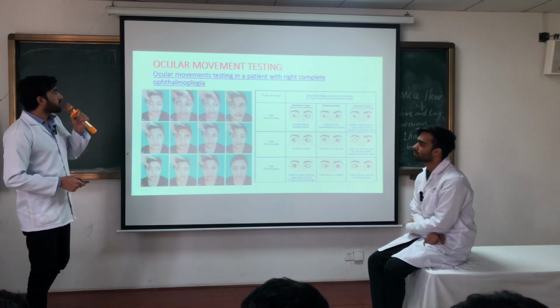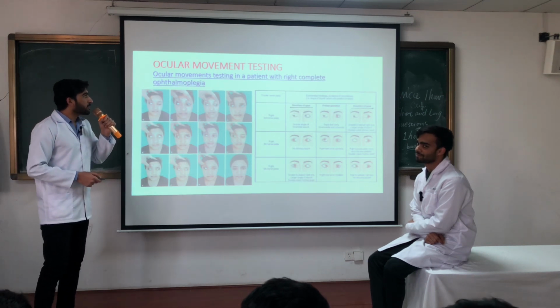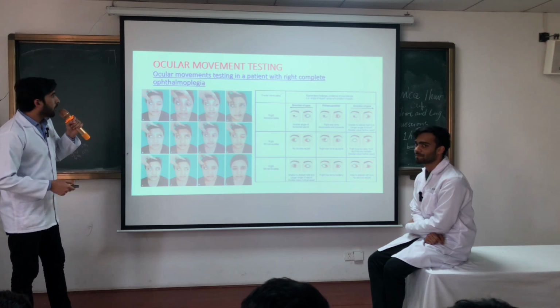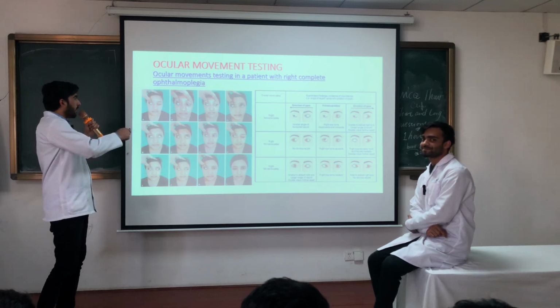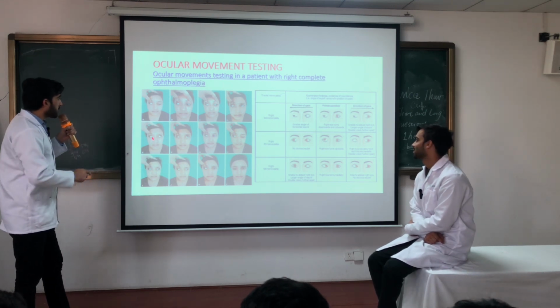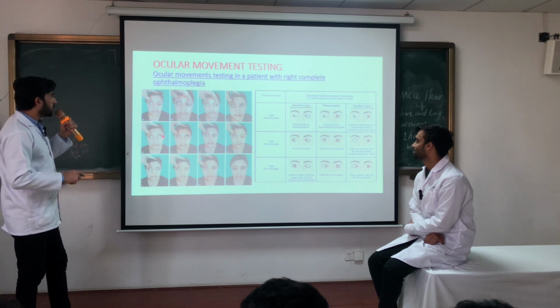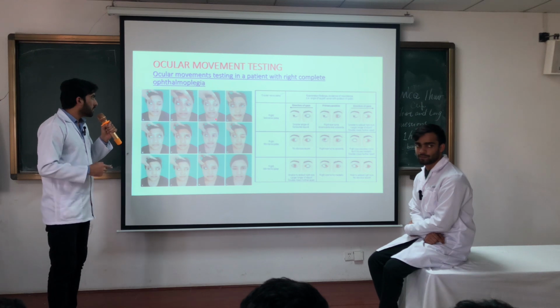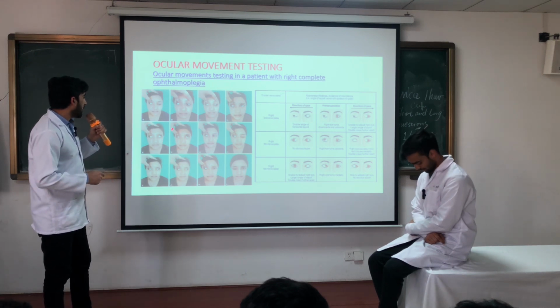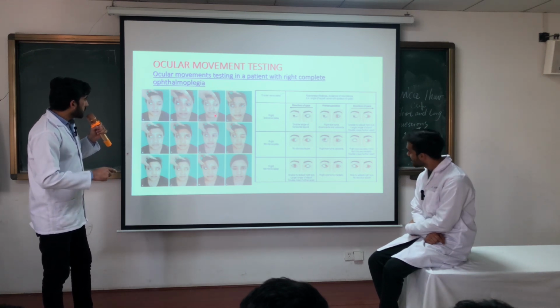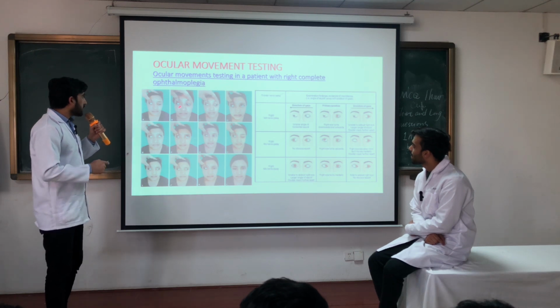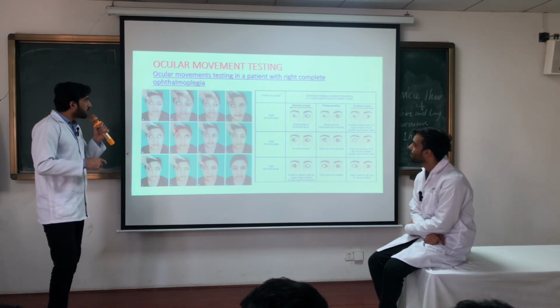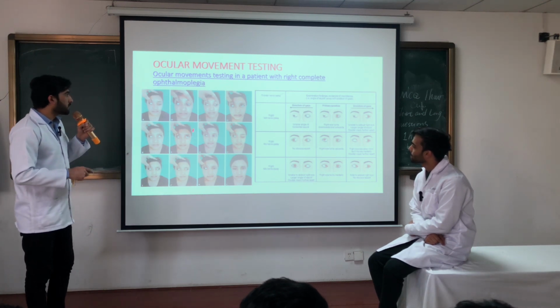Then ocular movement testing. Ocular movement testing in a patient with right ophthalmoplegia. As all of you know, this is a patient with an abnormality in her eye. So all of you, please concentrate on this condition, and can you tell me which eye and which nerve is involved?